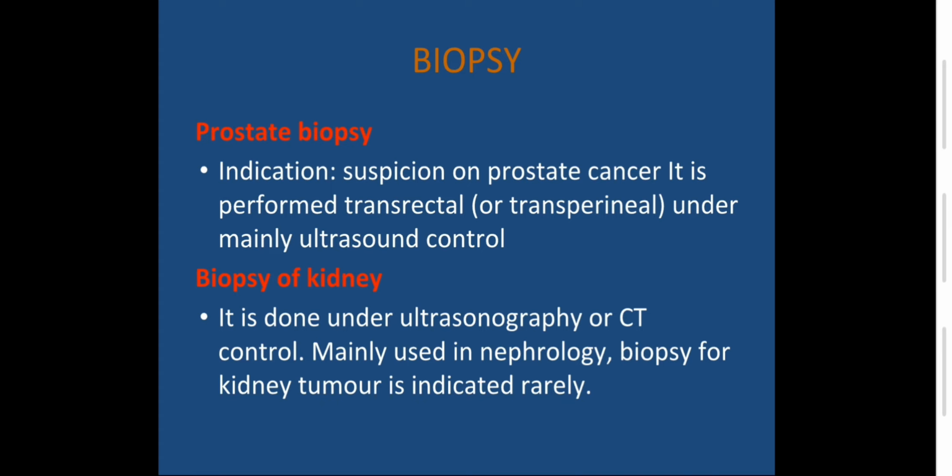Biopsy of the kidney, most commonly done for nephrologic disease like parenchymal disease such as glomerulonephritis or nephrotic syndrome, and in case of renal impairment, and in case of impairment of a transplanted kidney. It's usually done under ultrasound or under CT scan. Rarely it is used for biopsy of renal tumor because in case of malignancy it is not informative and may lead to seeding of the tumor along the tract of the biopsy. So rarely it is used.